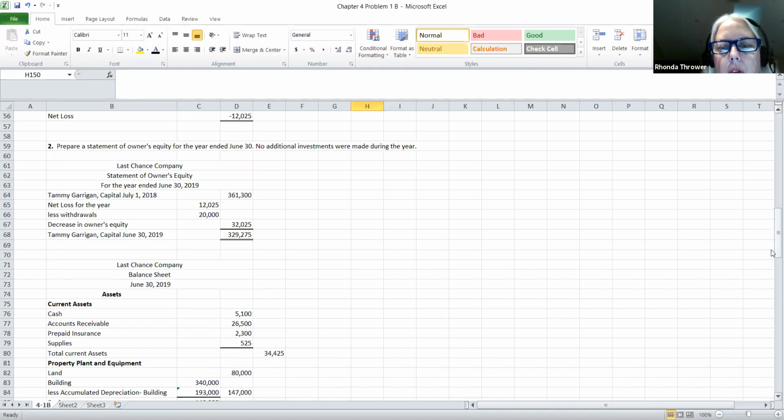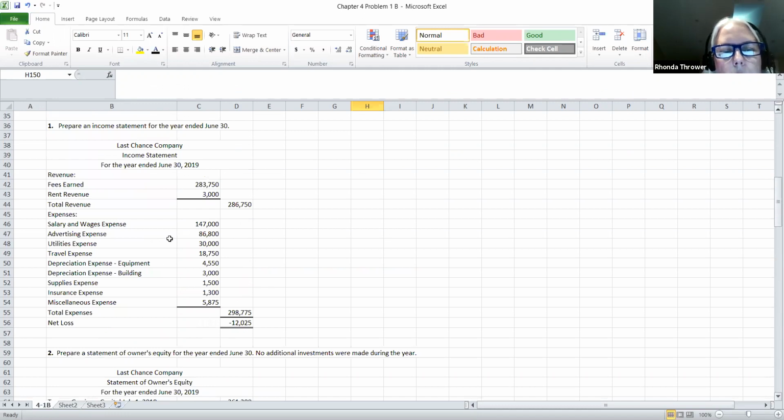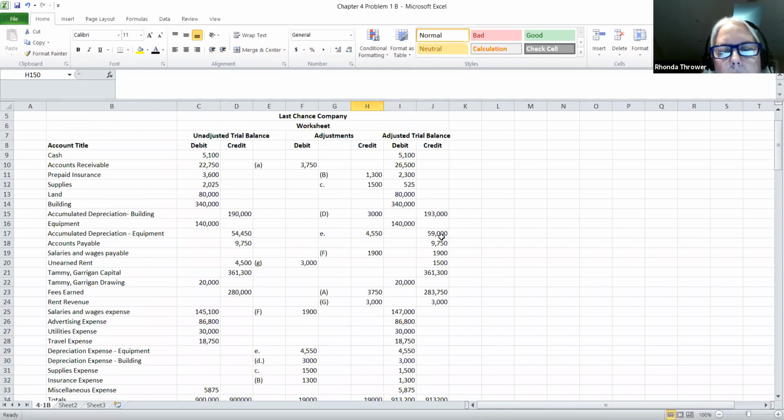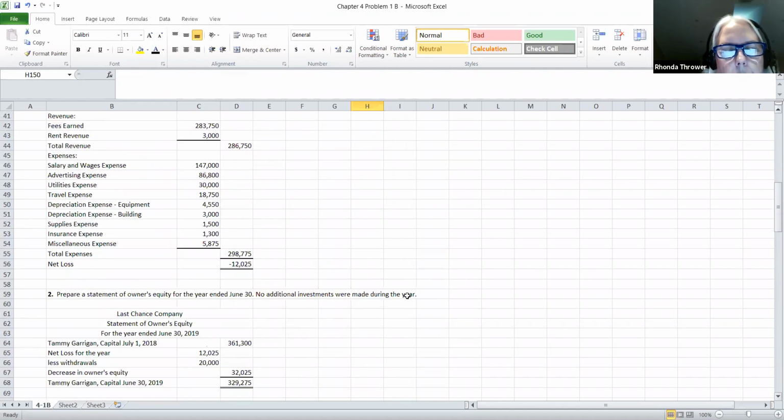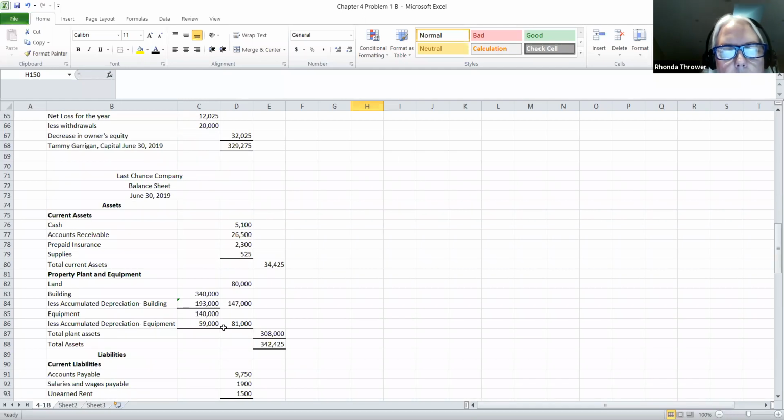So the adjusted trial balance tells us that the accumulated depreciation on the equipment is $59,000. $59,000 is subtracted from $140,000, and that leaves you with the book value of the equipment. The book value of the equipment is $81,000.